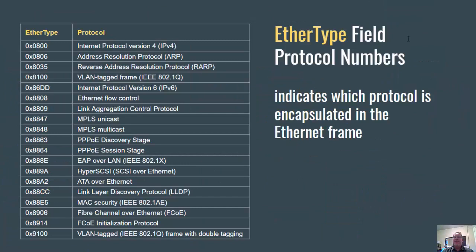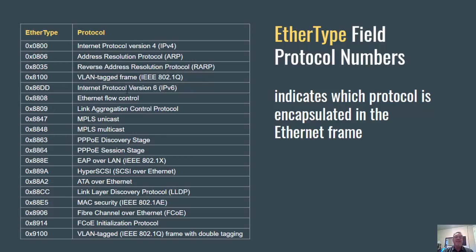So the ether type field protocol numbers. Ether type field protocol numbers indicate which protocol is encapsulated in the Ethernet frame, essentially showing you the different types of protocols that can be in the payload. So it could be an IPv4 packet if it's 800 here. If it's 806, it's ARP. It could be reverse ARP. There could be a VLAN tag in it. If there's 8100, then you know there's a VLAN tag in there.